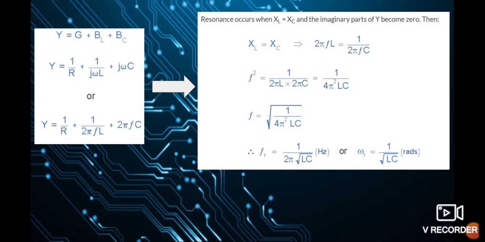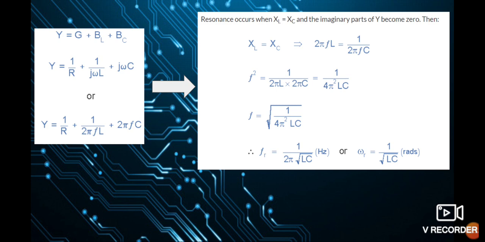Now resonance occurs when XL becomes equal to XC and the imaginary part of Y becomes 0. So when XL equals XC, by substituting the values of XL and XC, we get 2 pi FL equals 1 by 2 pi FC.